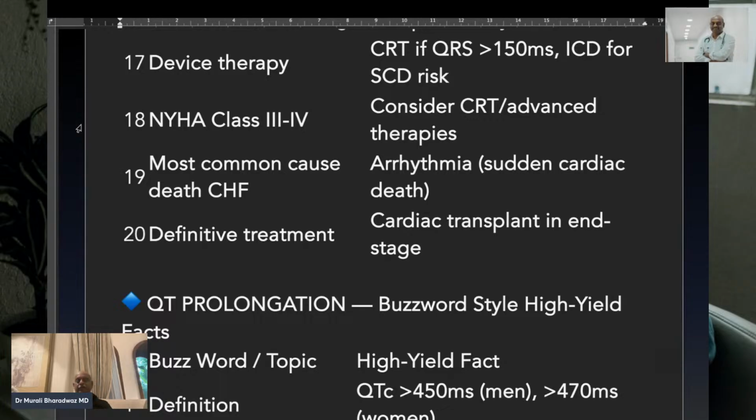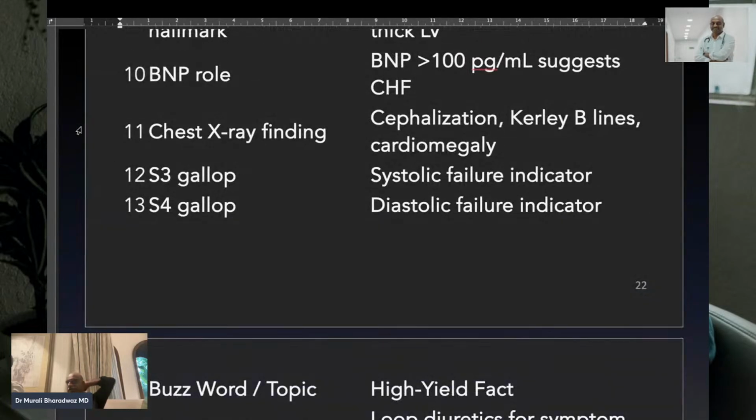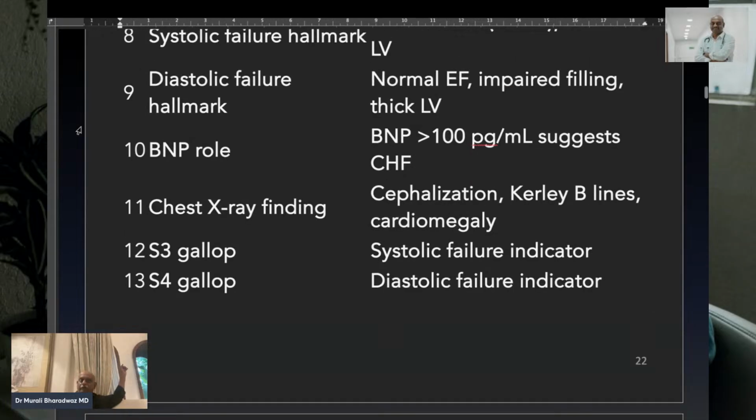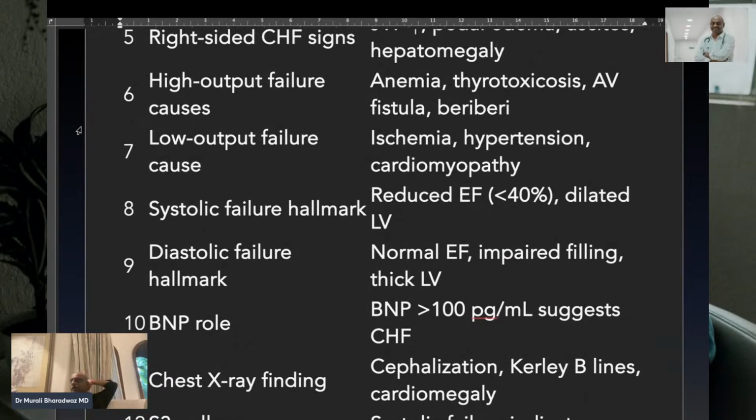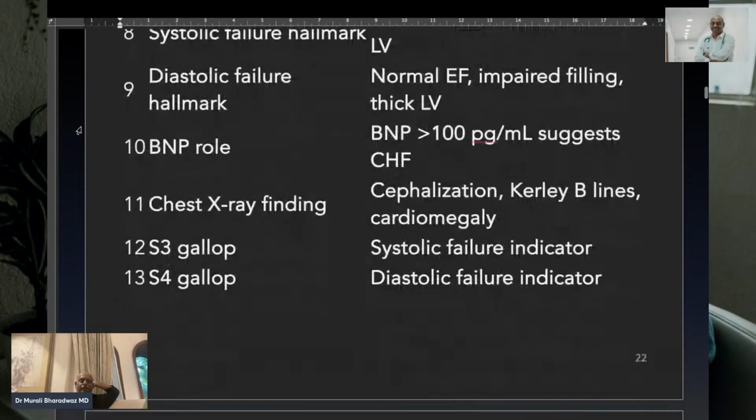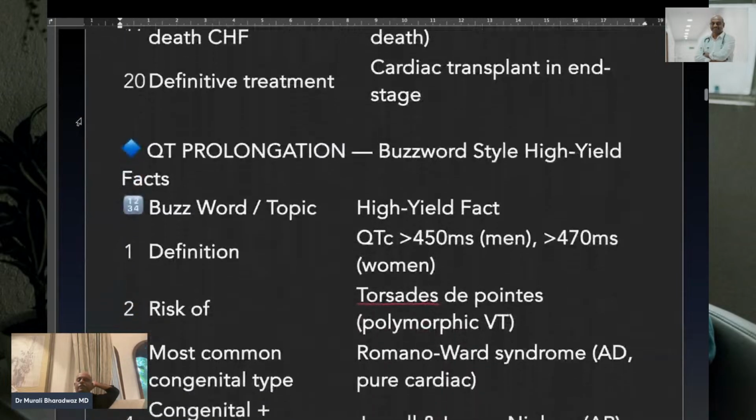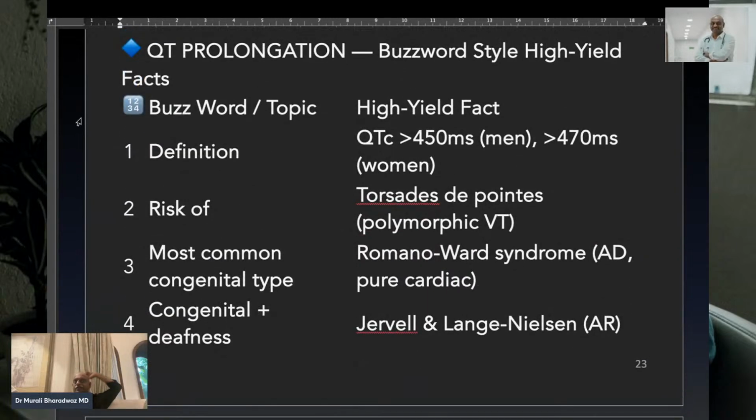The main points the examiner will ask: cephalization, Kerley B lines, cardiomegaly, S3 gallop, S4 gallop, BNP role. In this, only 4-5 very specific points matter for the entrance exam. We discuss the rest for at least some confidence. Everything is confidence, doctor.